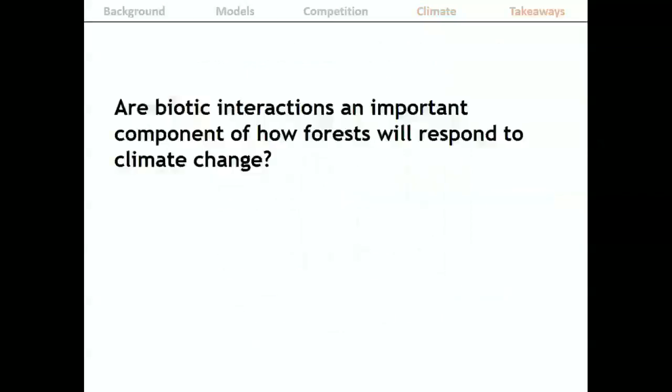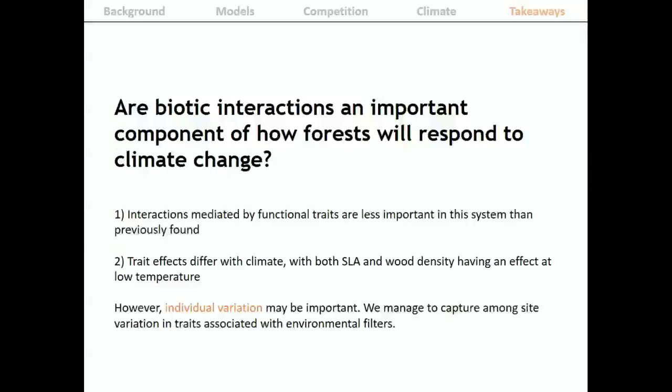So our question originally was, are biotic interactions an important component of how forests will respond? We found that yes, but our interactions were not so much mediated by functional traits. We found they were less important in this system than previously found. Our trait effects do differ with climate, with both SLA and wood density having an effect at low temperature.